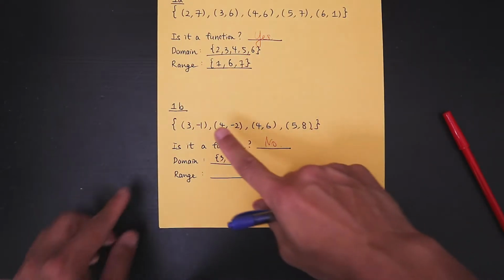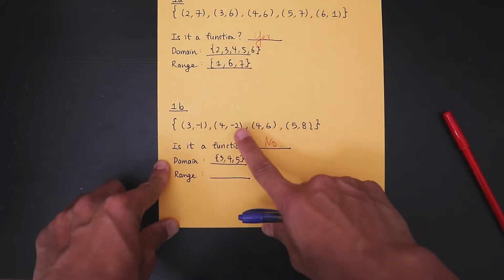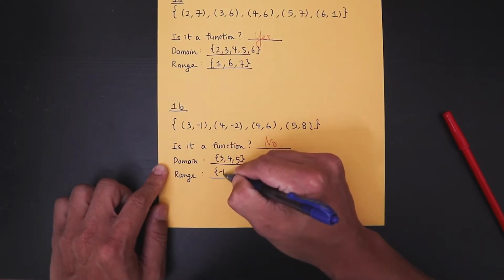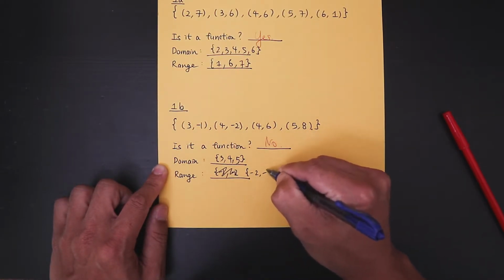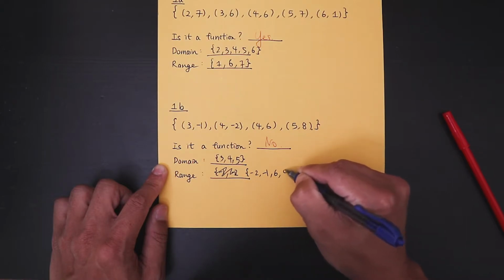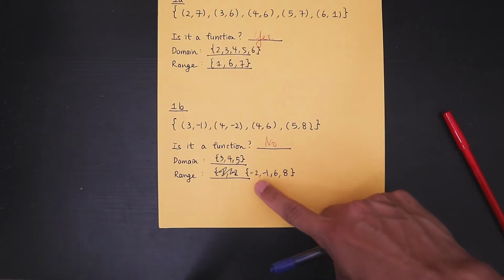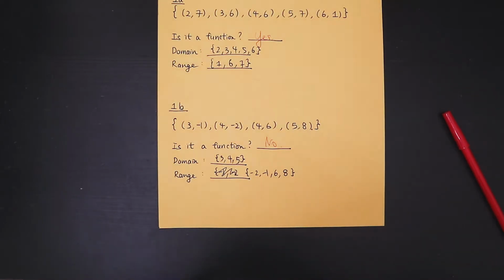And then for range, I see the y values as -1, -2, 6, and 8. So for the range, I'll put open bracket. It should be -2 first and then -1 and 6 and 8. So again, you have to write from least to greatest. -2, -1, 6, and 8.